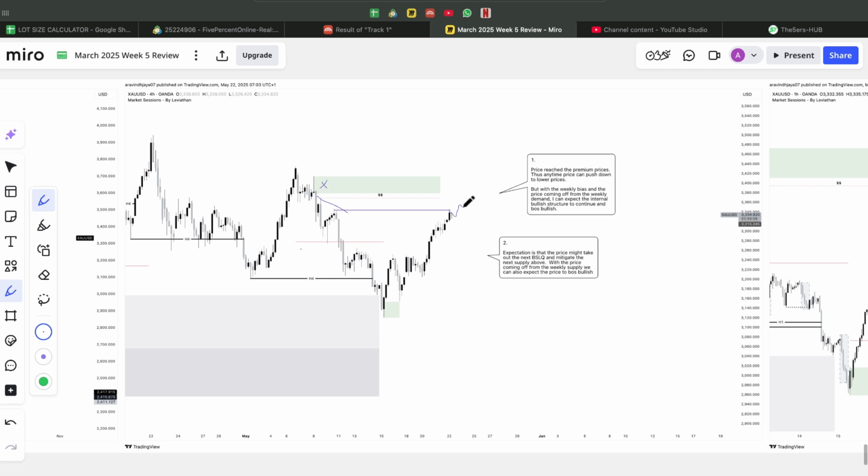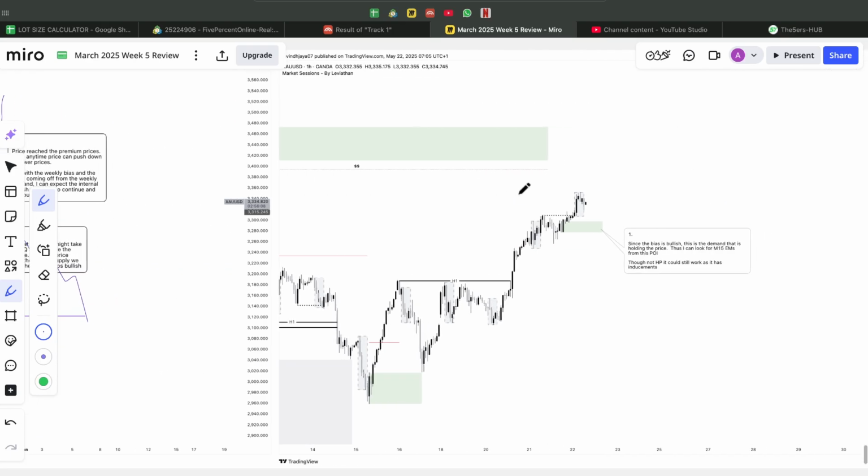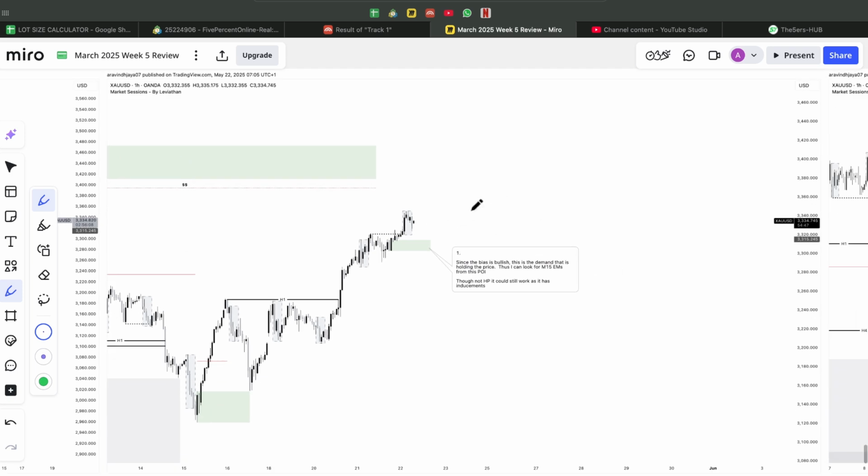So I'm expecting the price to push further up to mitigate into this POI. So once the price reaches this POI, then two things can happen. Either the price can make a strong bearish shift and continue the bearish leg till it takes out the swing low, or price can flip this supply and push the price up. Why? Price is coming off from the weekly supply, which is very strong, but weekly demand, which is very strong. So from the H1 perspective, we can see that below the Asian lows, there is a very good POI. So I can look for M15 entries from here, then I can look to target the buy side liquidity above.